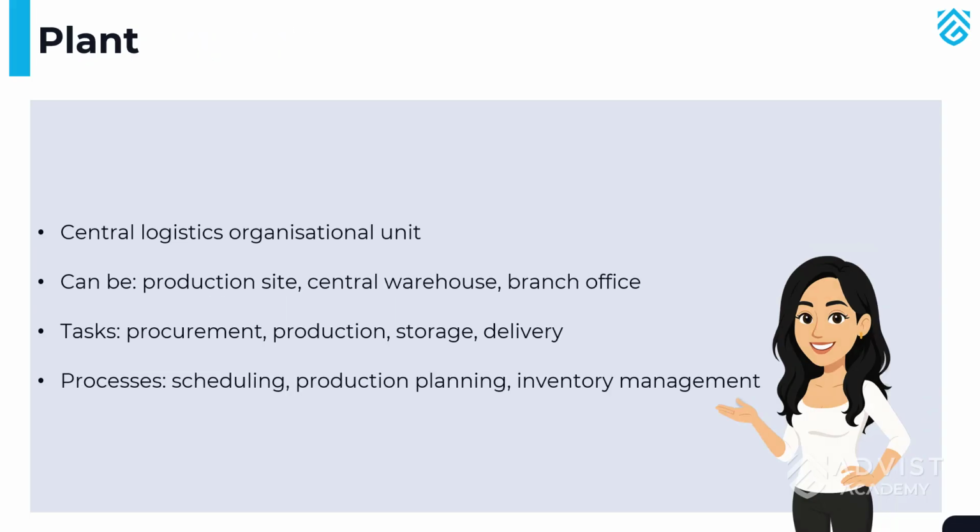The plant is the central organizational unit of logistics. It can be a production site, a central warehouse, or even a branch office. Materials are procured, produced, stored, or delivered at the plant. Many logistics processes, such as scheduling, production planning, or inventory management, are directly linked to the plant.